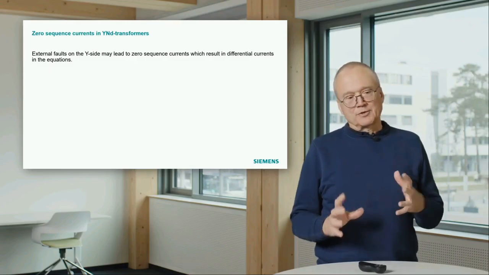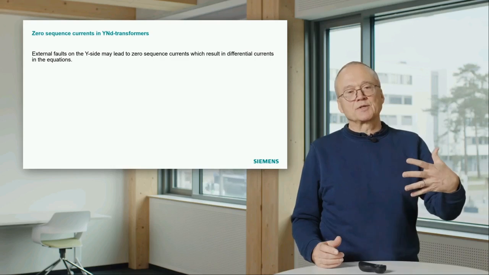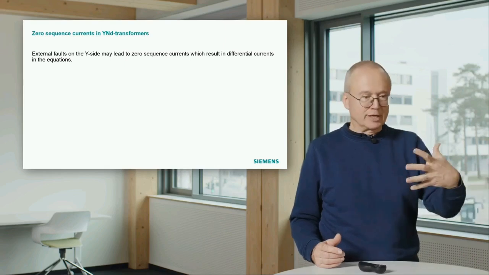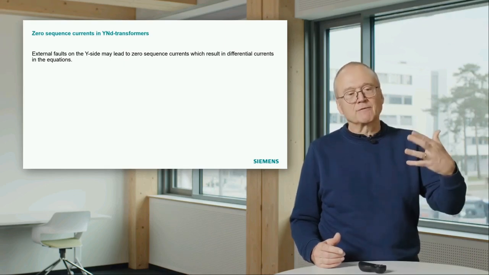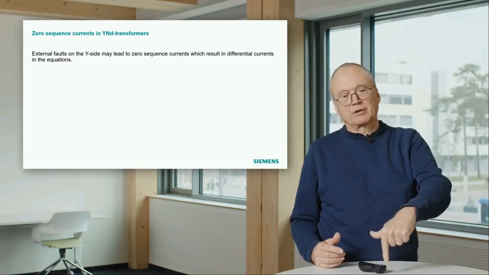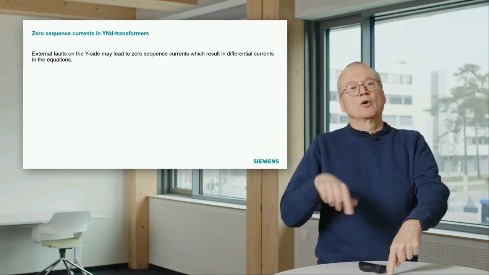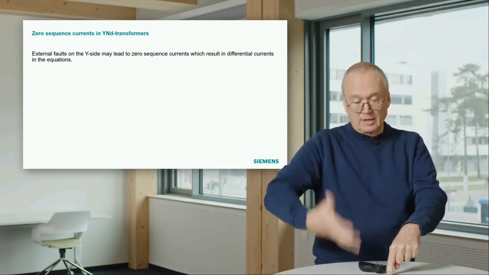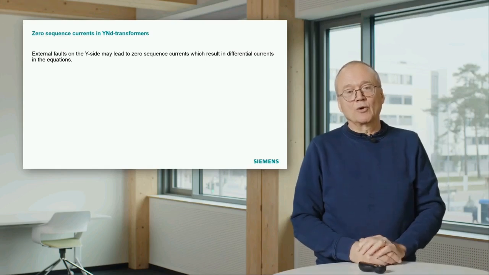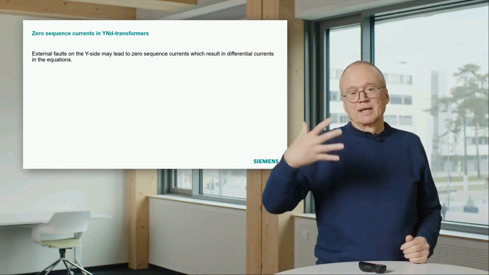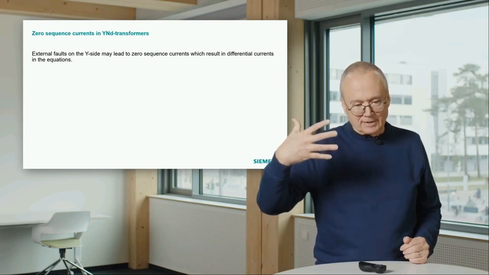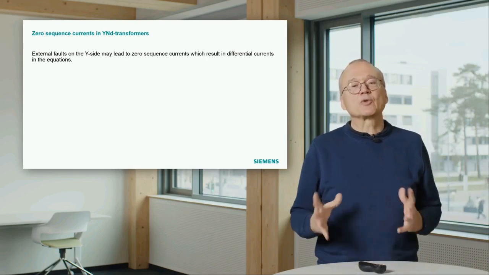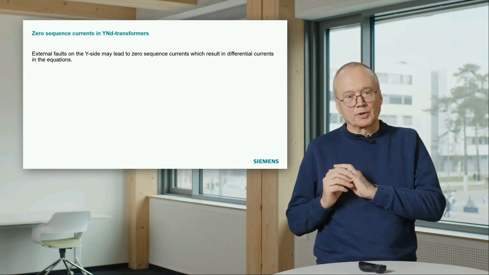In these transformers, you may have a zero sequence system on one side. That means the sum of all currents flowing into the transformer on one side may deviate from zero because part of the current flows to the star point. On the delta side, you have no star point connection. That means there is no current flow to ground. And that means the sum of the currents on the delta side is always zero. That means you have no zero sequence current on the delta side.